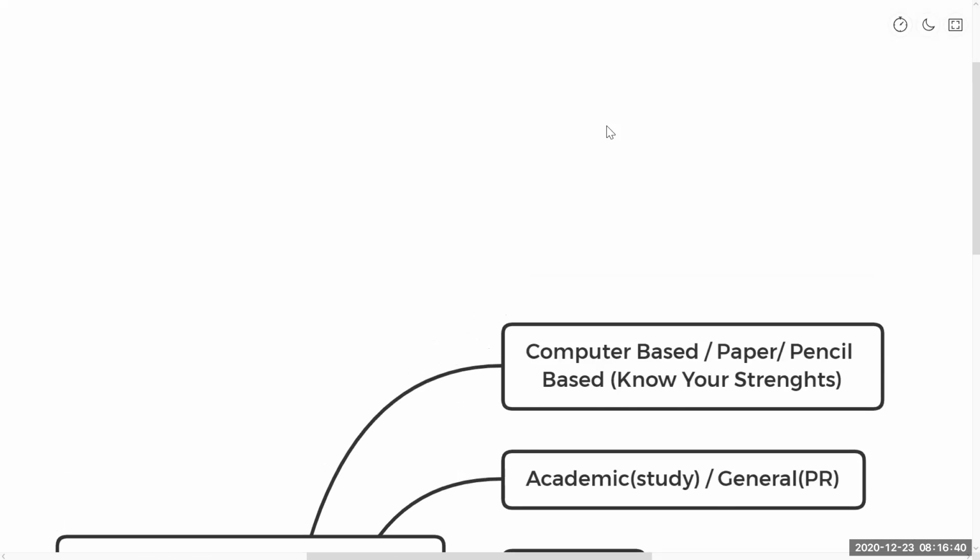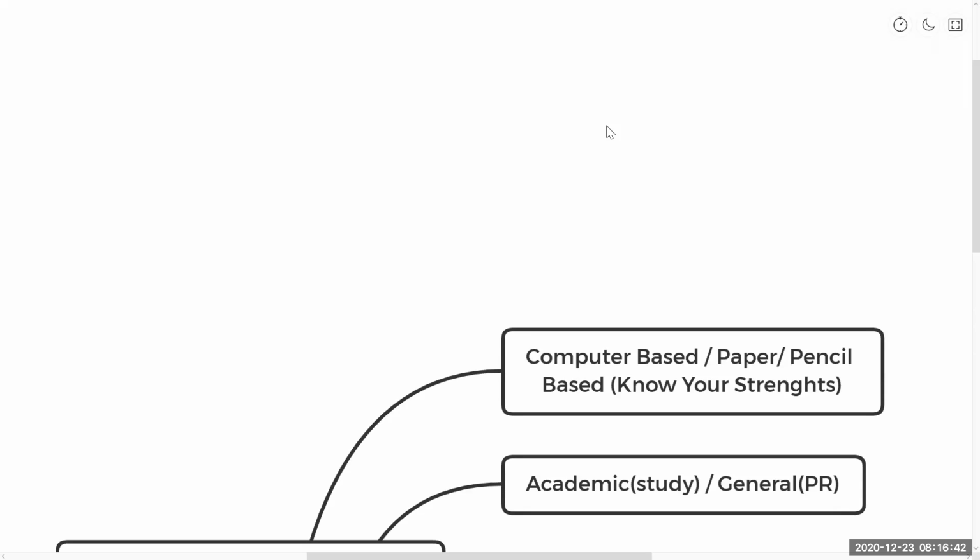There are two different types of IELTS tests. Academic is for study purposes, general is for PR. So whatever is your purpose, you can go for that test. If you are planning to study abroad and pursue some higher course there, you should go for academic. If you plan to settle there, you have to take general.